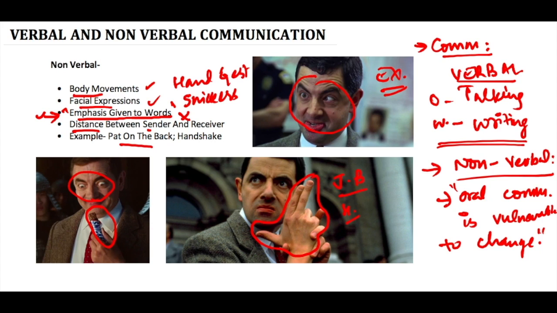For example, a pat on the back and a handshake in an organization. If I'm patting you on the back, I'm communicating with you non-verbally and telling you that I'm proud of you. Similarly, if there's a strong handshake between the superior and the subordinate after a certain job, then it means that I'm very happy with the subordinate's actions or job. These are the non-verbal communication channels which are used in the organization and outside.